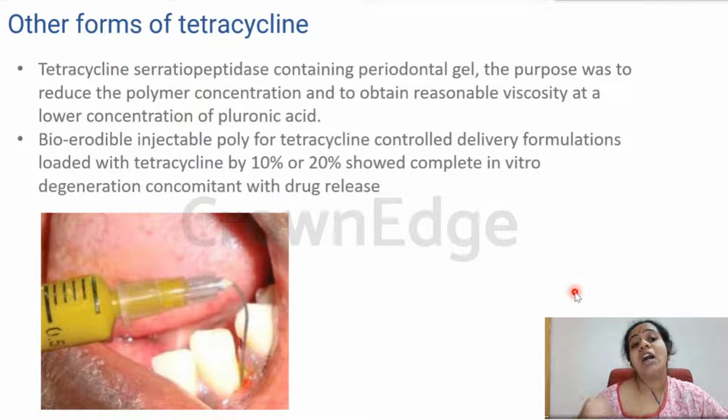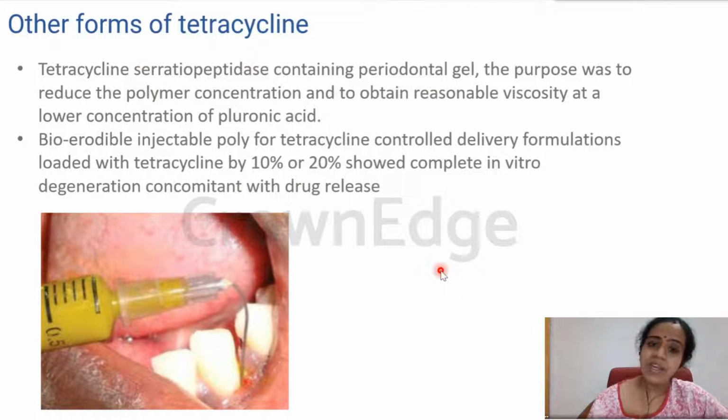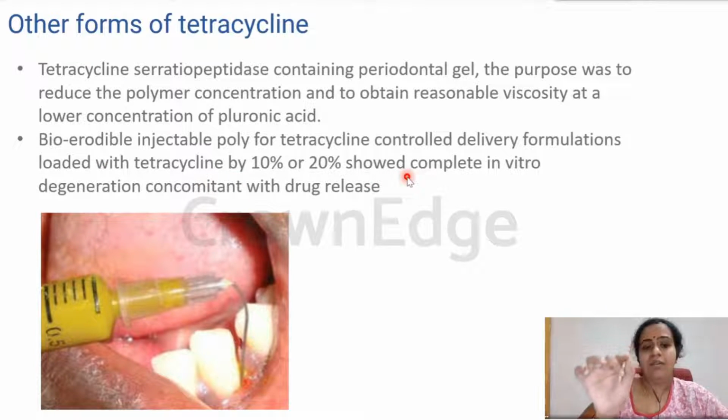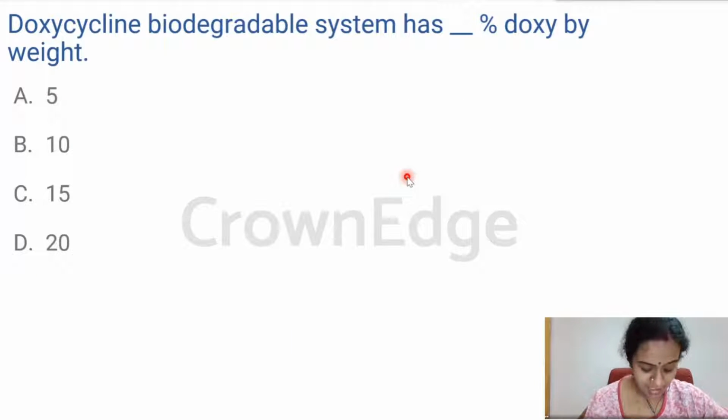so moving on to other forms of tetracycline. We were discussing two major forms most commonly used as fibers, Periodontal Plus AB and Actisite. The other thing is you also have a gel containing this serratiopeptidase enzyme. This enzyme is incorporated to reduce the polymer concentration and also obtain good viscosity at the site when I'm going to put it into the sulcus. The other thing is it has also been tried as a bioerodible injectable solution with a formulation of about 10 to 20% of tetracycline into the pocket or the subgingival region. So that is about tetracycline.